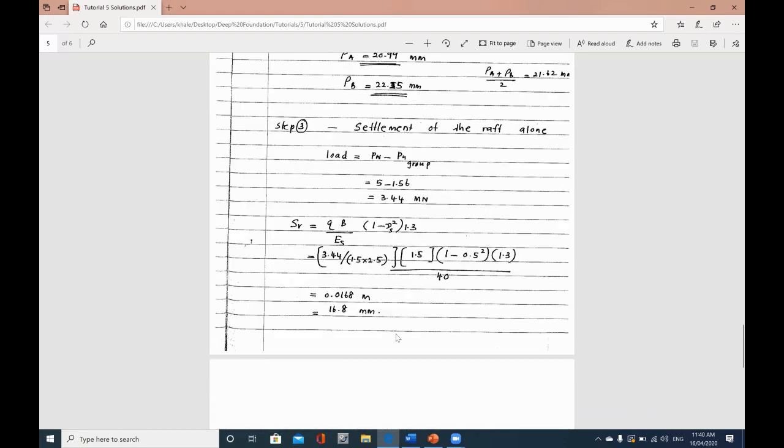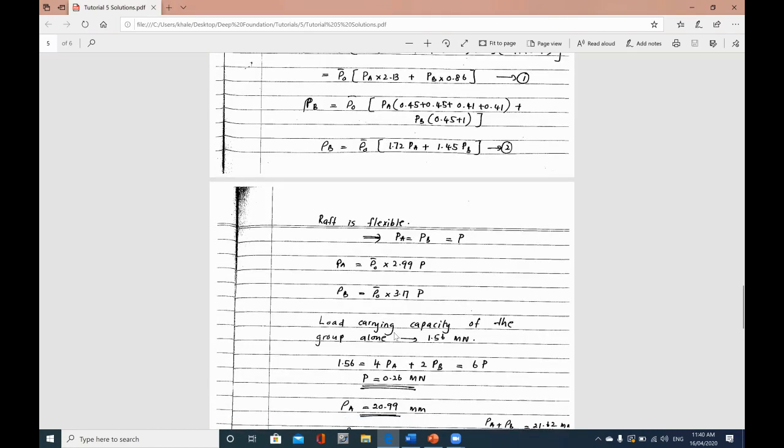So in the third equation, we have 1.56 meganewton equivalent to 4 times the load carried by type A plus 2 times the load carried by type B, and we know that PA is equivalent to PB, so we can put these two values as P. So that will be 1.56 equivalent to 6P, and we can find the value of the load carried by each pile, and that will be 0.26 meganewton.